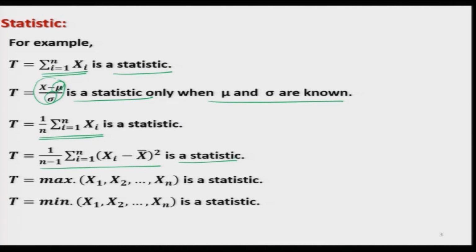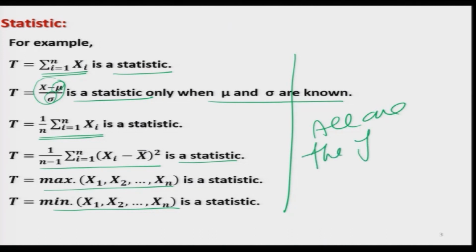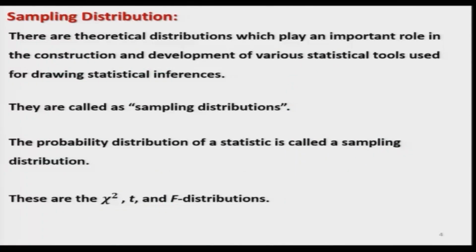Similarly, if you find the maximum or the minimum value out of x1, x2, ..., xn, these are also statistics. So, you can see that all of these are functions of random variables. Any function of the random variables is called a statistic. This is the one-line definition which you always have to keep in mind.